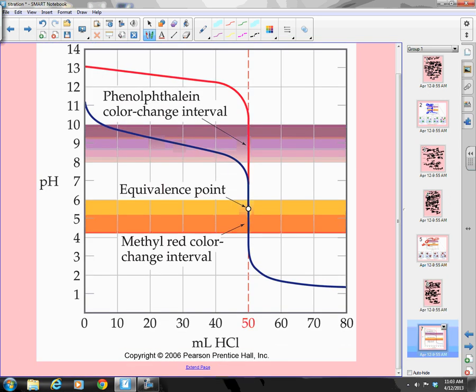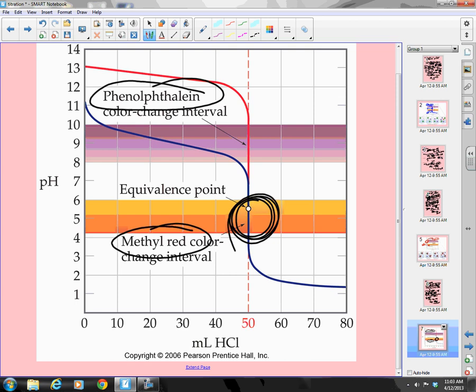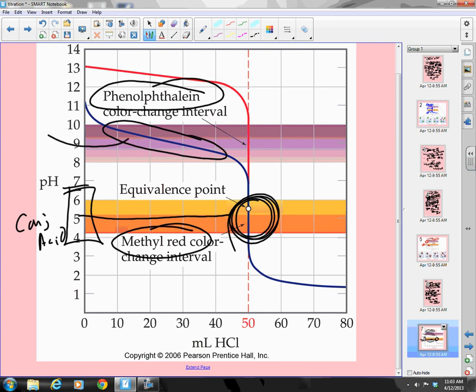Got it? As you can see, phenolphthalein is usually not a proper indicator for a weak base by strong acid. Methyl red usually is, and everything is switched around. At the equivalence point, what do I have? I said I have a conjugate acid. So that means I should expect my pH to be less than 7. Good. And I'm going to have this kind of slope here because why? What do I have there? I have a buffer solution.